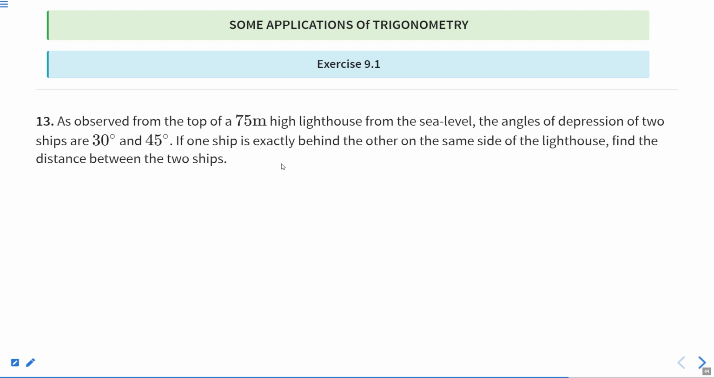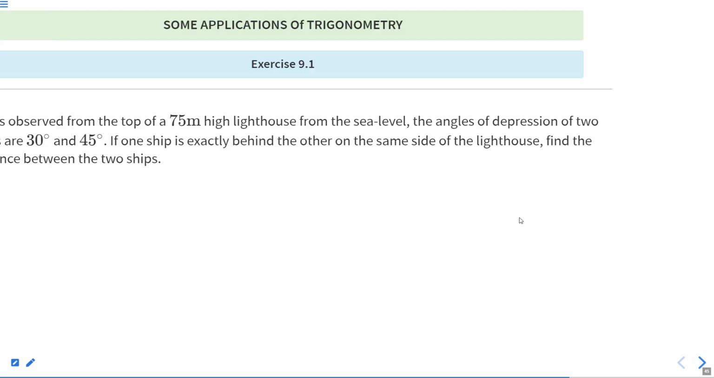Basically, what is given here is that the height of the lighthouse is 75 meters from the sea level, and the angles of depression of the two ships are 30 degrees and 45 degrees. One ship is exactly behind the other on the same side of the lighthouse, and we have to find the distance between the two ships. Let us see how to solve it.